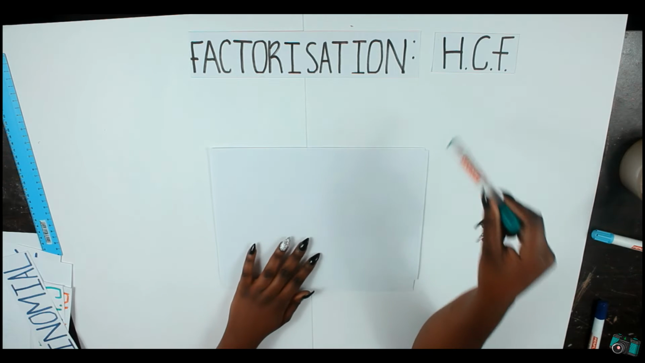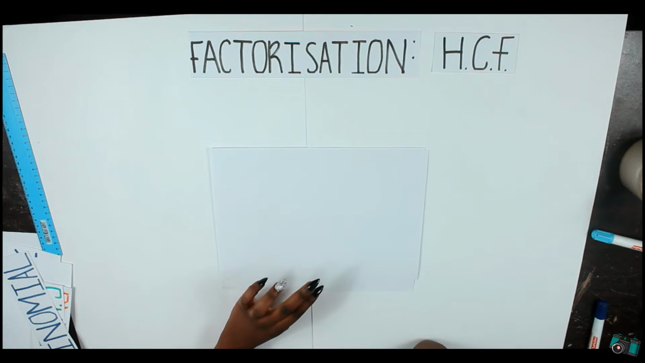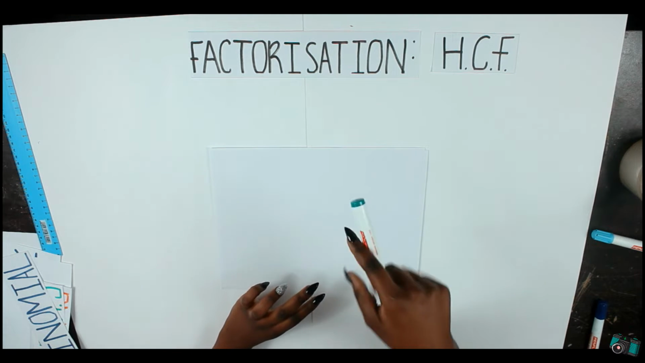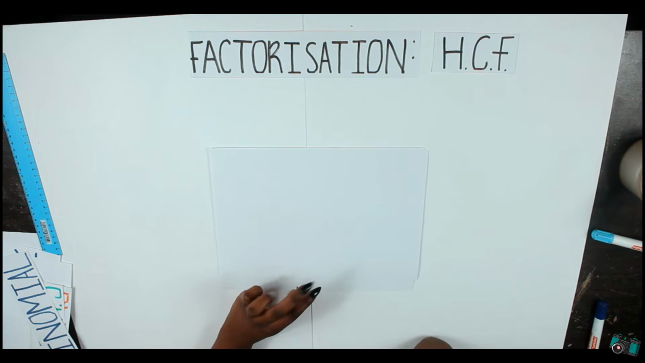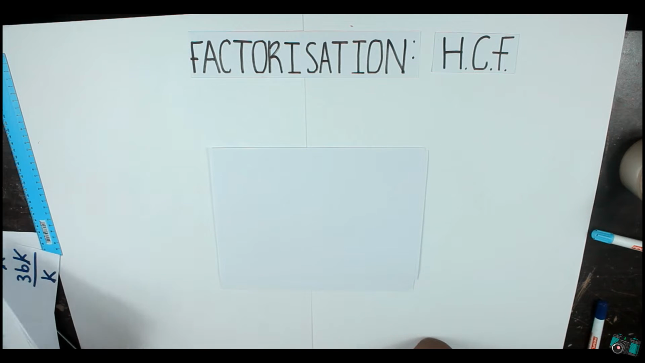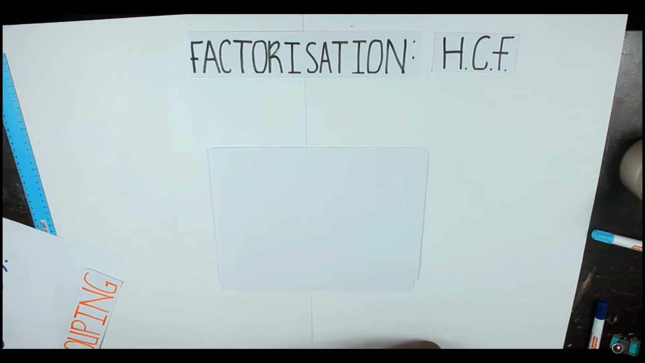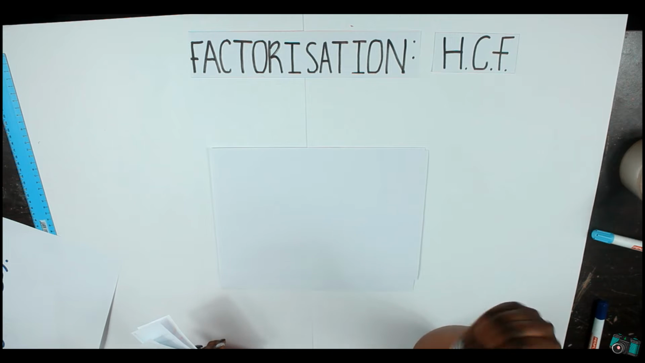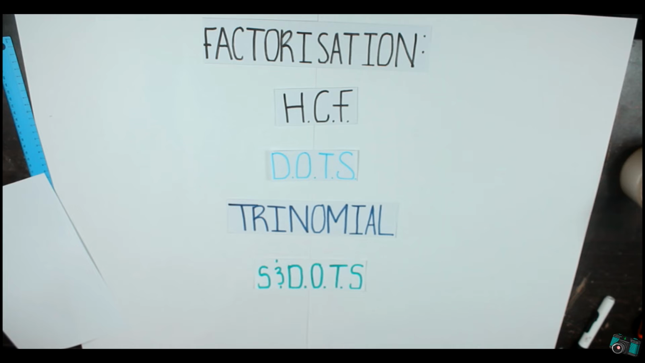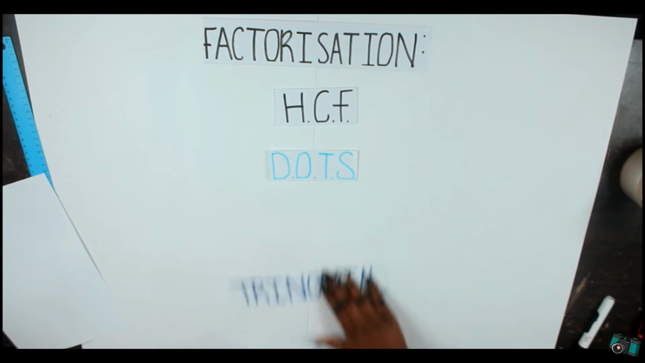The highest common factor step is always going to be your first step. So before you check if it's a trinomial or group or difference of two squares or sum and difference of two squares, you always have to check, is there anything common in both these terms, and then you move on. Okay, so we're going to start with the highest common factor.